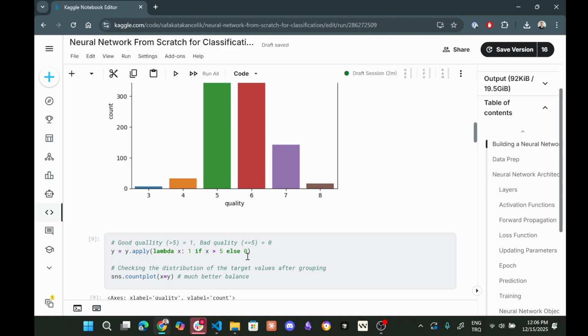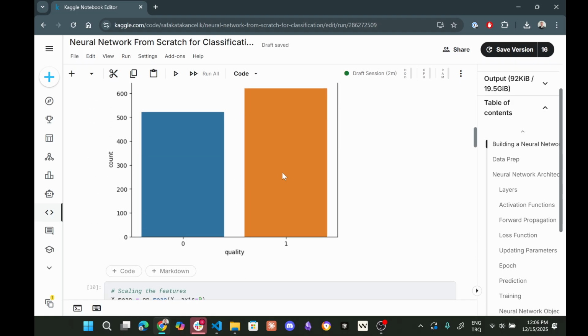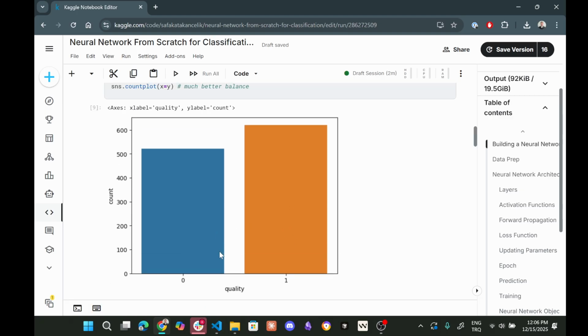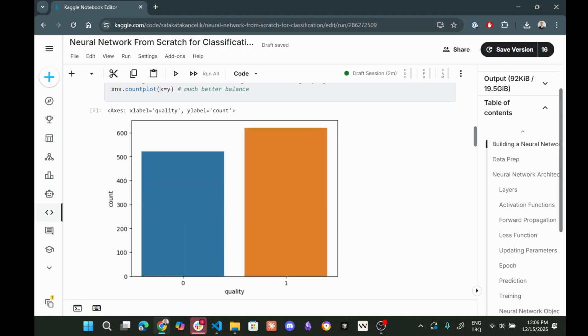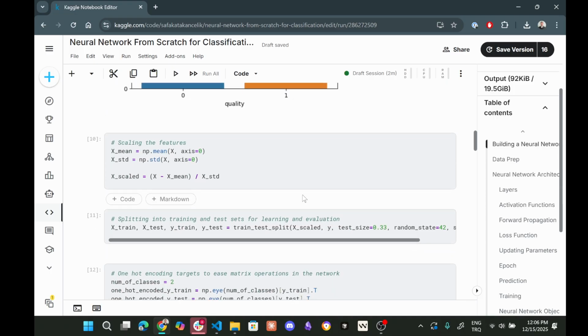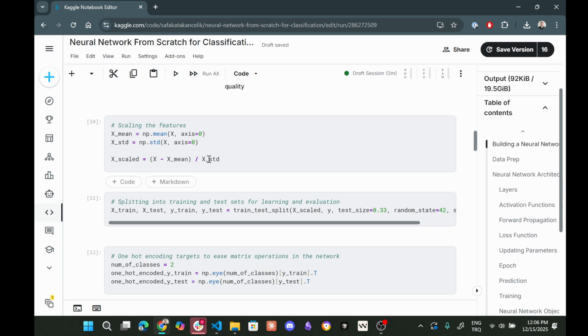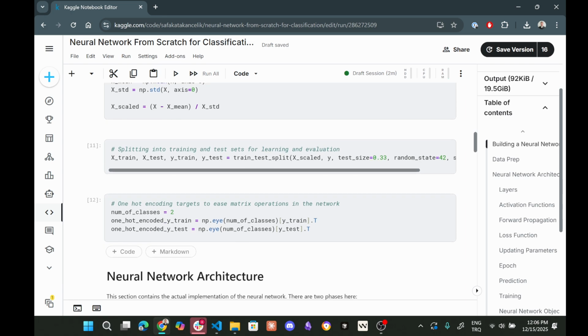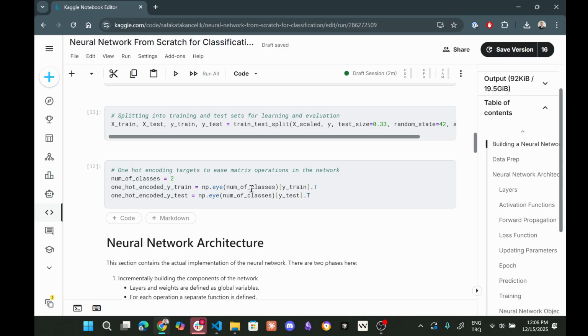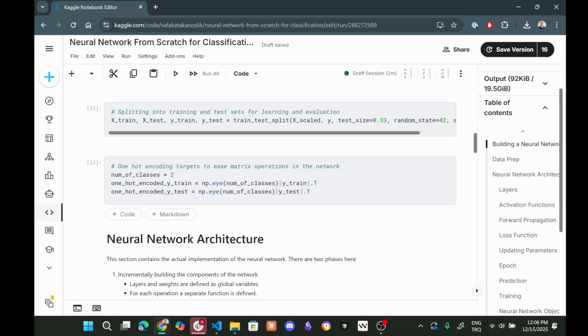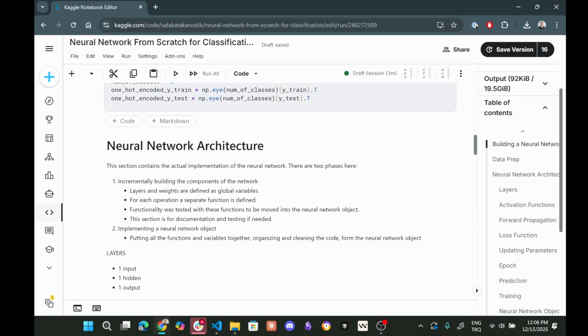This equals sign, yeah. And then this is the distribution of new classes. 0 is bad, 1 is good quality. So after that, I scale my features to help the model learn better, not to overfit to one feature. And then I use a train test split to split them into my train and test sets. And I want to encode my features to be able to use them for easy matrix operations, to be very straight to the point.